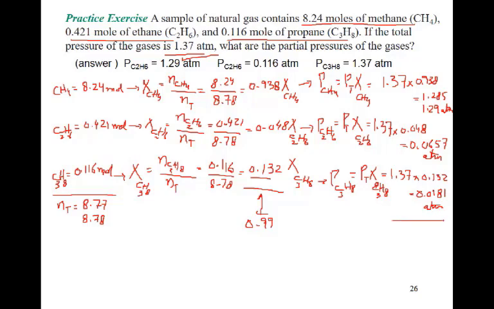If you make the total of all these answers, not these numbers, all the answers, the total will be approximately 1.37 atmosphere, which means your problem is correct. Here some mistake is there in the slide, I'll change it, don't worry. But the solution is correct, this answer which we calculated is correct. So this is the end of the module.